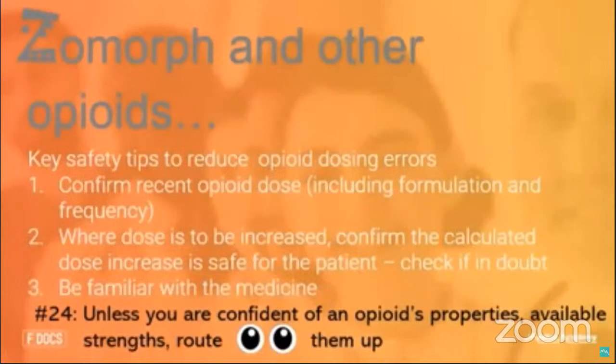So we come to the end of the alphabet. For Z, I've got Zomorph. Now, Zomorph is the trade name for one of many sustained release morphine drugs, others being MST Continus, Morphgesic, and MXL. And I suppose the point I'm trying to make from this slide is there are already lots of different generic opioids out there, but when you add in the trade versions, there are even more.